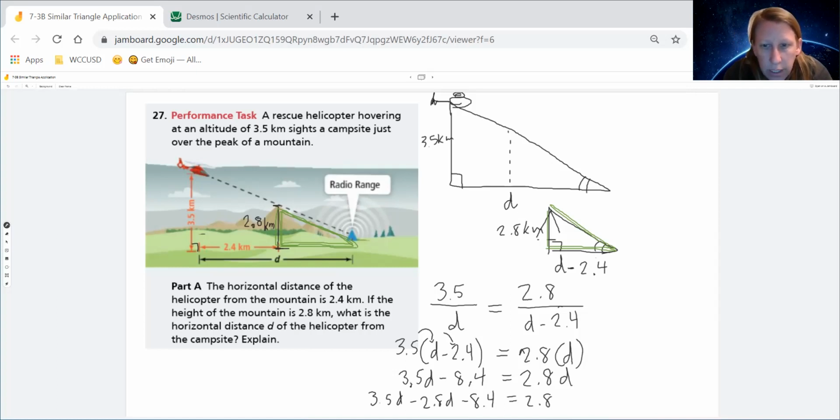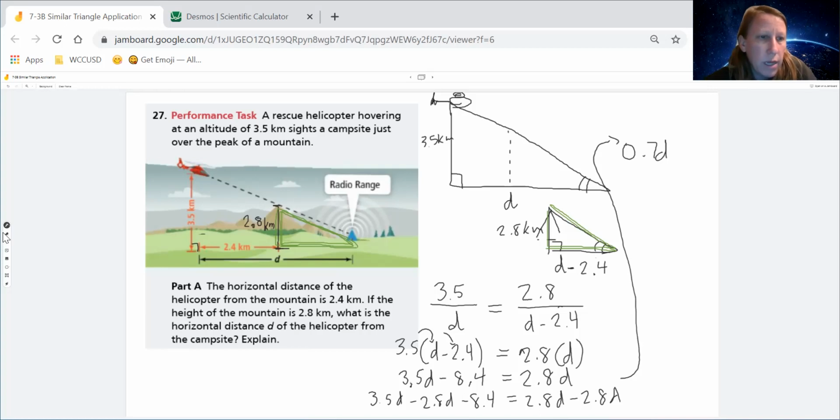And I did 2.8D minus 2.8D. And what is that going to give me? That's going to give me 0.7D minus 8.4 is 0. Okay, getting closer. I'm going to add 8.4 on both sides.